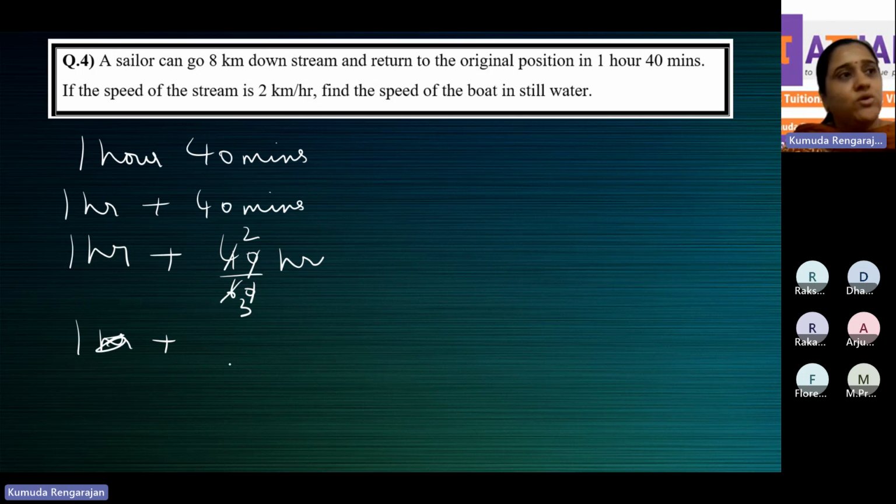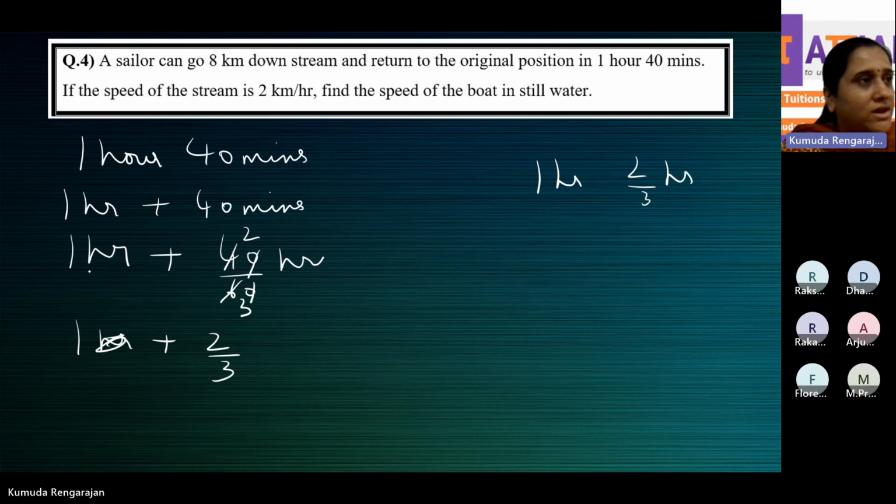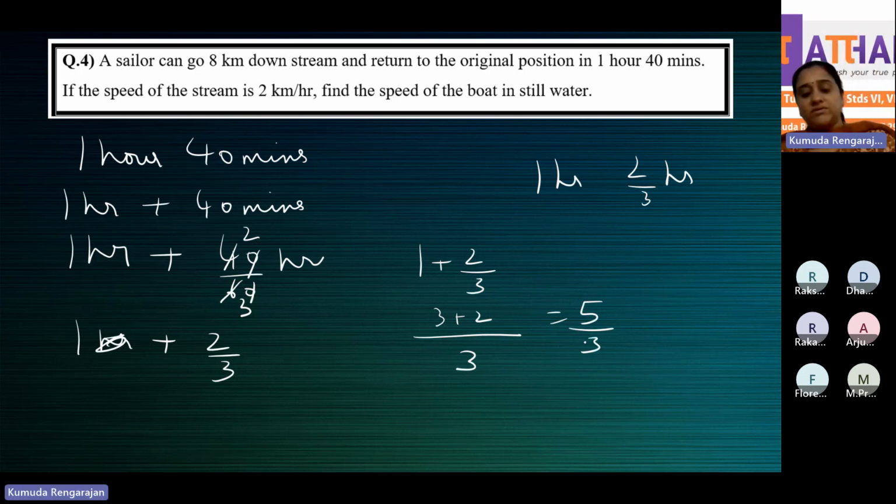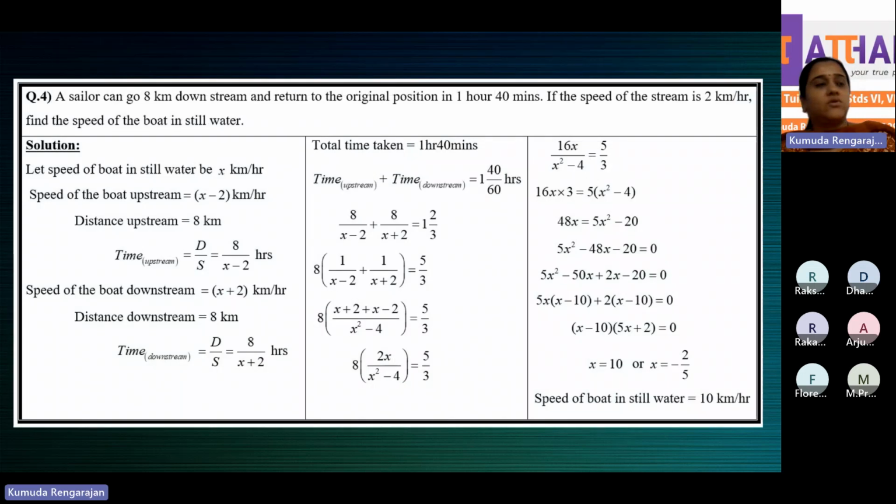Now they have the same unit, so you can add 1 hour and 2 by 3 hours. So it is 1 plus 2 by 3. And what is 1 plus 2 by 3? You should take the LCM. 3 is the common denominator, so it will be 3 plus 2, correct? 5 by 3. And that's what we got here also.